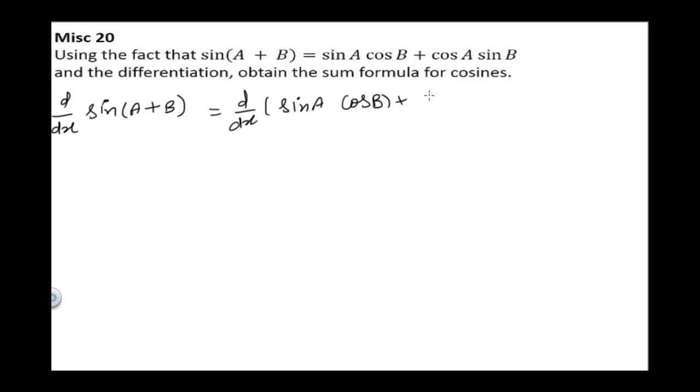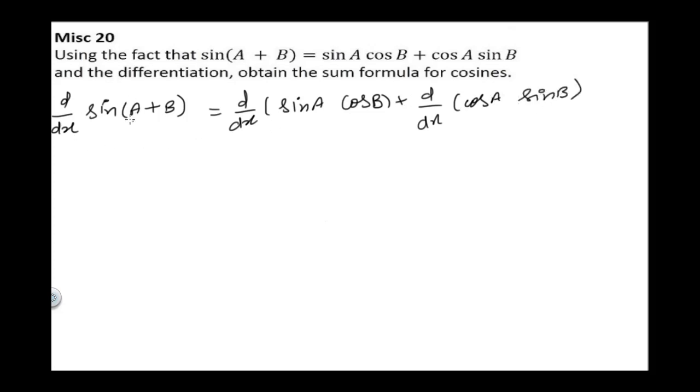In this question, we have been given sin(a + b) = sin a cos b + cos a sin b. Using this and differentiation, we have to obtain the formula for cosine. So let us differentiate it. d/dx of sin(a + b) equals d/dx of sin a cos b plus d/dx of cos a sin b.